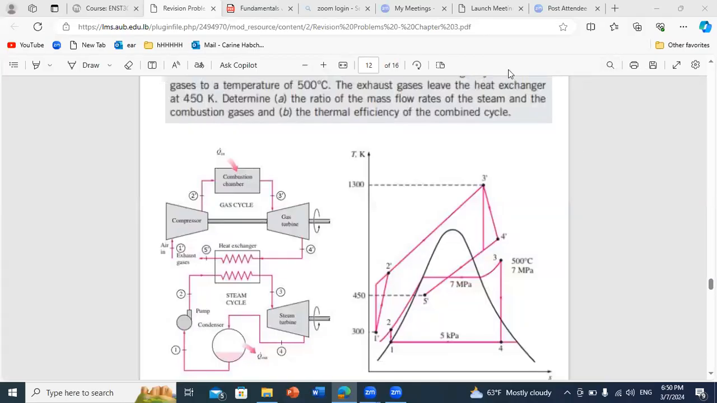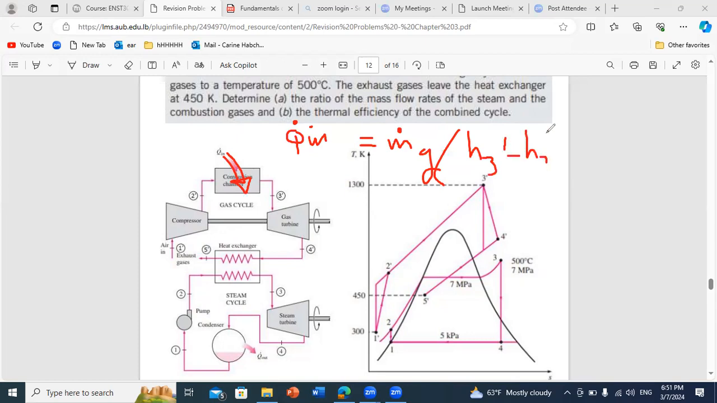Okay, so now if we consider the whole cycle, for the whole cycle we have only an input at the combustion chamber. So Q dot N is just equal to m dot of gas times H3 prime minus H2 prime.